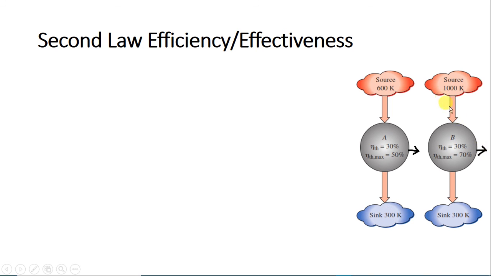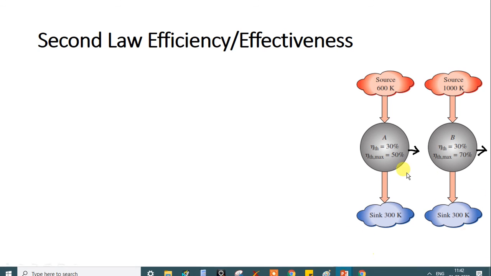and the second engine, engine B, is operating between a source at 1000 Kelvin and a sink at 300 Kelvin. Now the actual efficiency of engine A is 30%, and the actual efficiency of engine B is 30%. Okay, assume this. So both engines have the same efficiency. Now my question to you, which engine is actually having more efficiency?